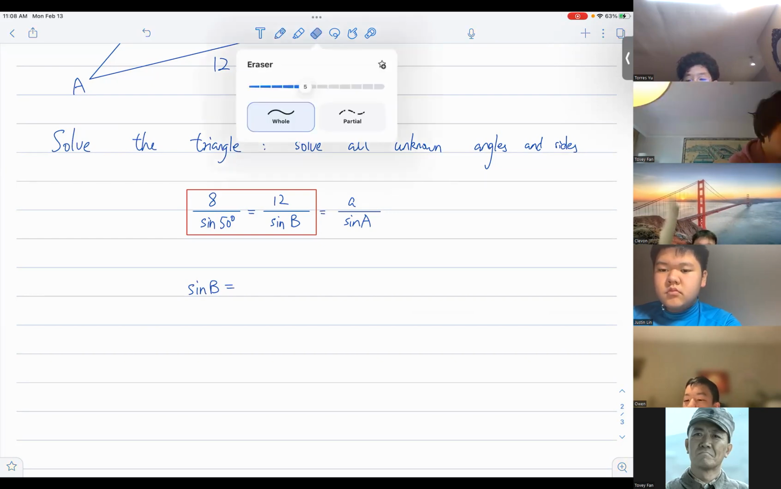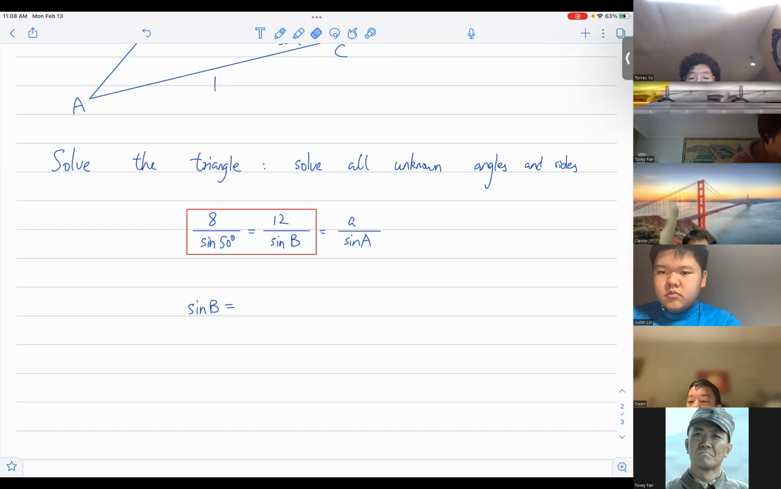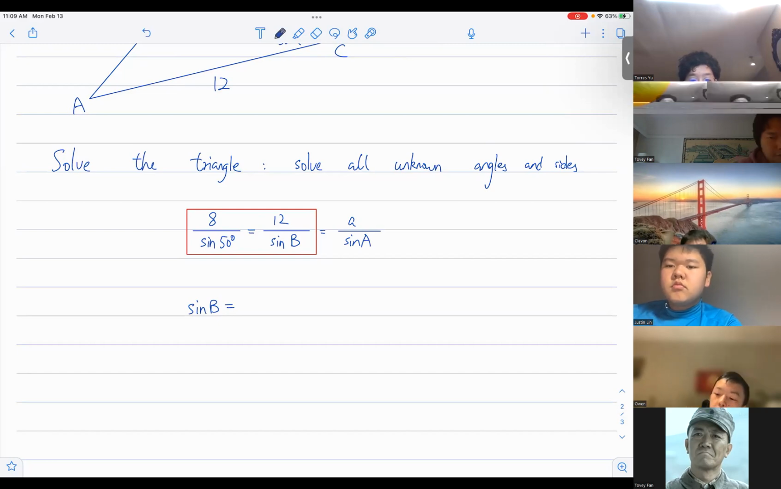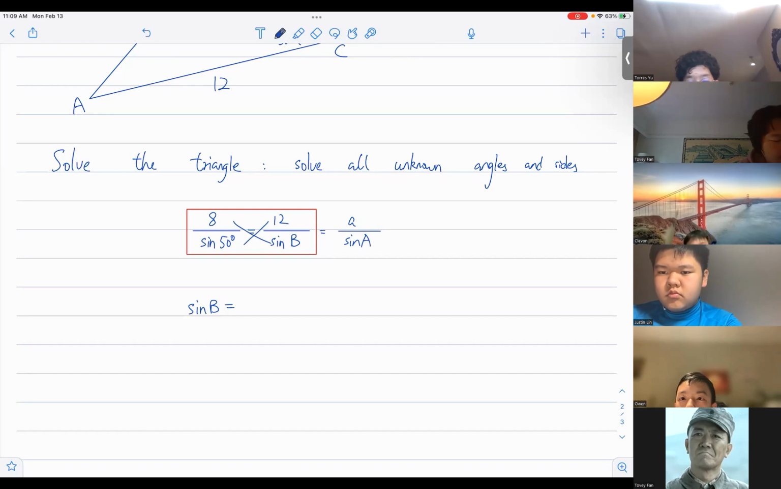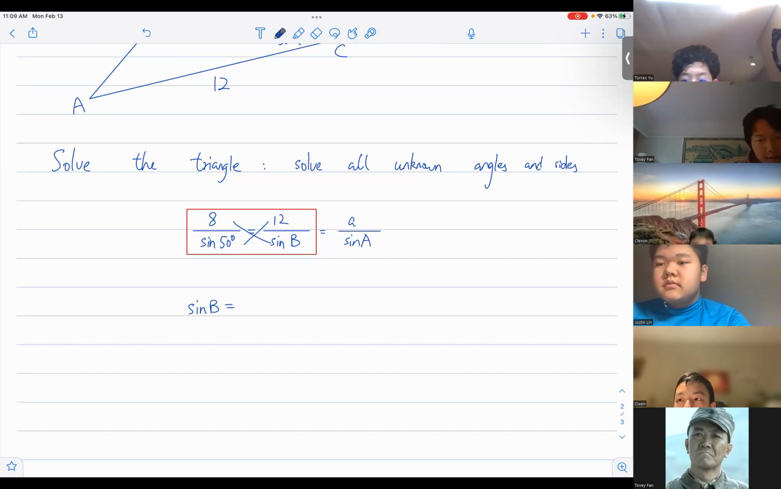Hold on, sine B, move it to that side. Okay, so that'll be sine 12 times sine 50 over 8. Yes, very nice. Okay, so fractions equals fractions, we do cross multiplication, right? So 8 times sine B is 12 times sine 50 degrees, and then we just say sine B is 12 sine 50 degrees divided by 8.